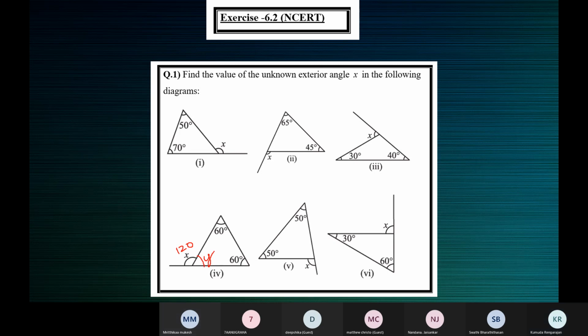Yes, ma'am. Very good. Okay, Mritika. Thank you. Matthew, are you there? Yes, ma'am. Yes, Matthew, the fifth one. Ma'am, should I find x? Yeah, find x.